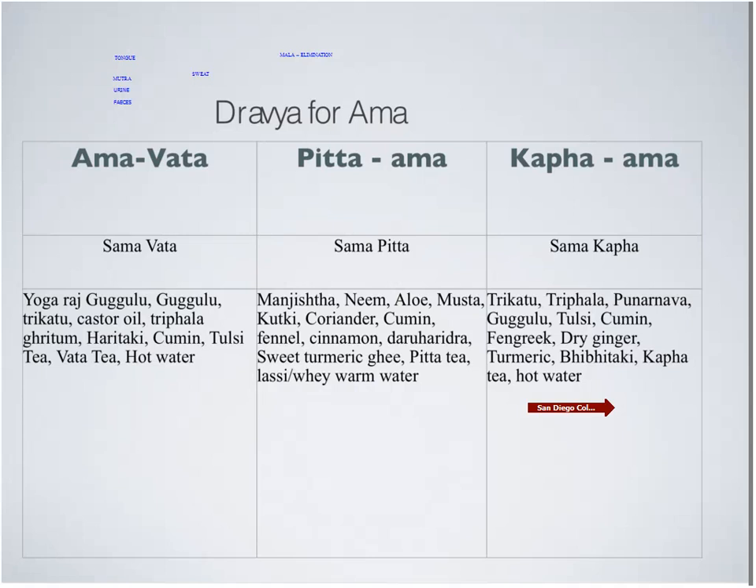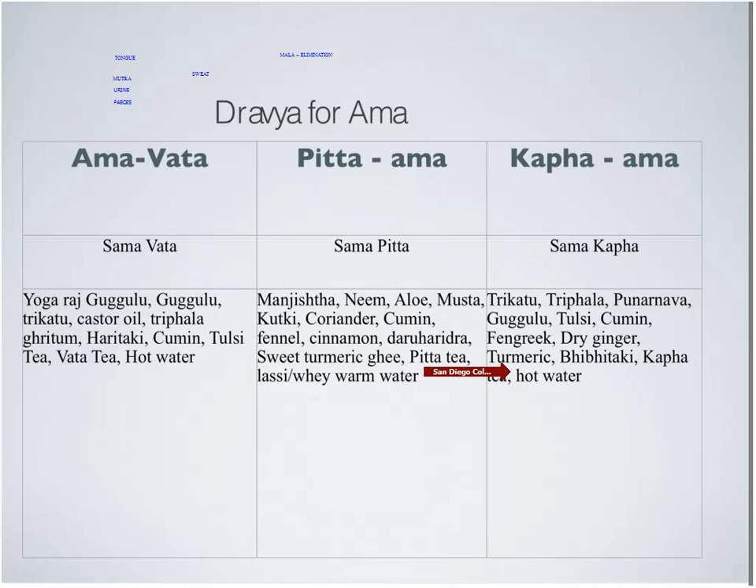So when we are removing ama, which zone are we removing ama from? When a person has kapha ama, they have very thick white mucus or sometimes green mucus. When a person has pitta ama, their mucus is yellow. So for kapha ama: trikatu, triphala, punarnava. We talk about all these herbs in detail later. Guggulu, tulsi, cumin, fenugreek is one of the best herbs for kapha, dry ginger, turmeric, bibhitaki, kapha tea, and hot water. Hot water, hot water. If nothing else, just drink hot water.